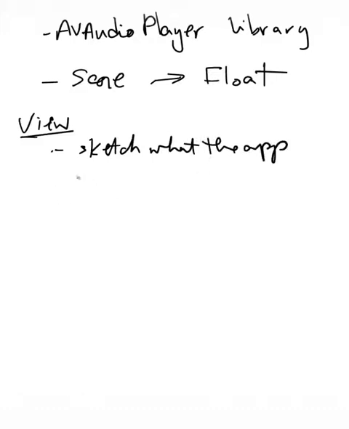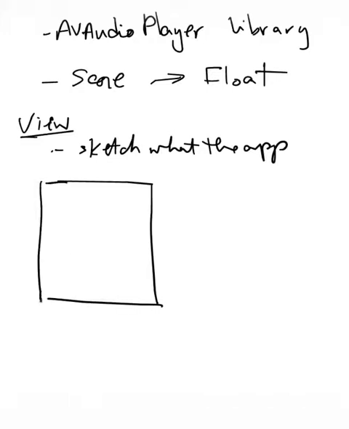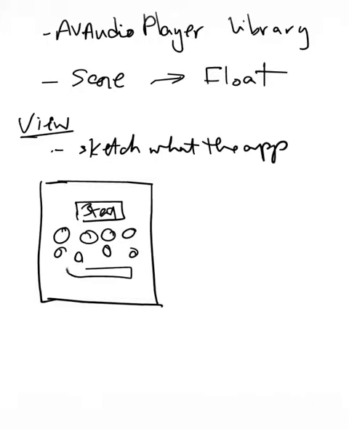And you can do a hand sketch like this. Say, okay, this is the view, and perhaps I'm going to have a button here to start the game. And then it will play a sound, and then the user will have somehow to select which note that they think the sound that was played belonged to, and then the app will give some sort of a response to the user in here.